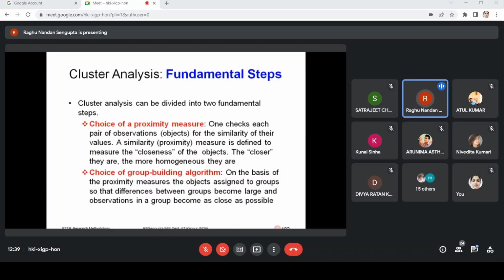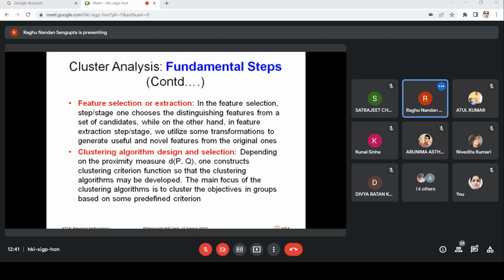So what are all these four different stages? In feature selection, one chooses the distinguishing feature or features from a set of candidates, while on the other hand, in the feature extraction stage, you utilize some transformation, in case it is needed, to generate useful and novel features from the original ones, and use those novel features as the classification metric or rule. Then the next step is that clustering algorithms have to be designed.